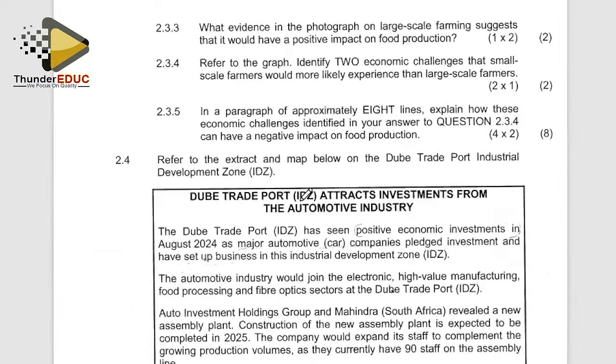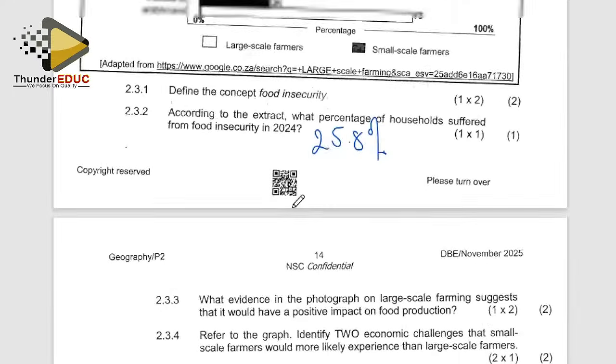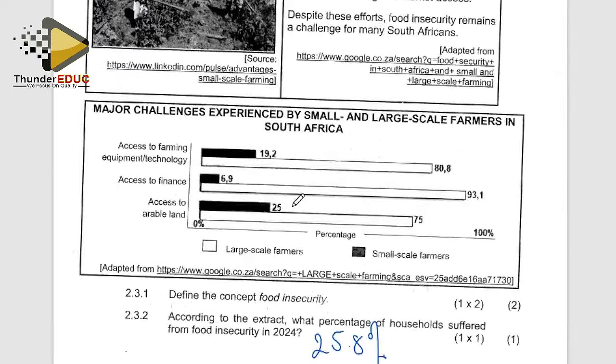Refer to the graph, identify two economic challenges that small scale farmers would be more likely to experience than large scale farmers. We're just referring to the graph here. Small scale farmers have limited access to farming equipment and technology. They only have 19.2, if you can see there, while the large scale have got 80.8. So we see it's a challenge. They've got limited access to equipment and technology.